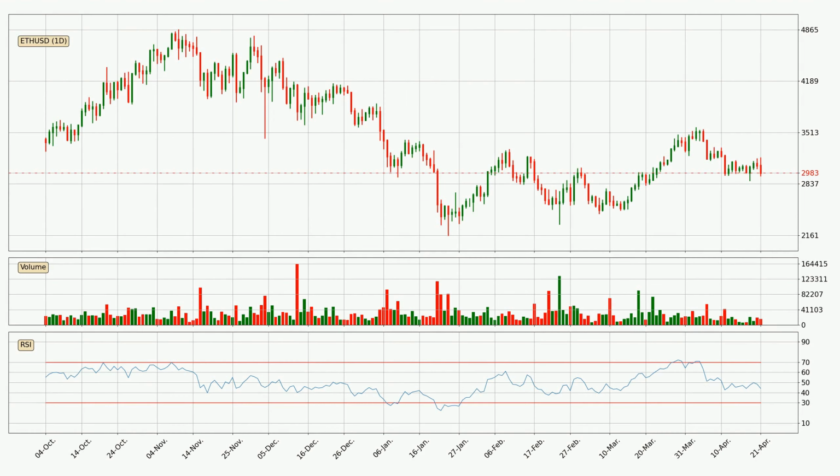Moving to the daily relative strength index, the current daily RSI is at 44, so it doesn't show signs of overbought or oversold conditions at this point.